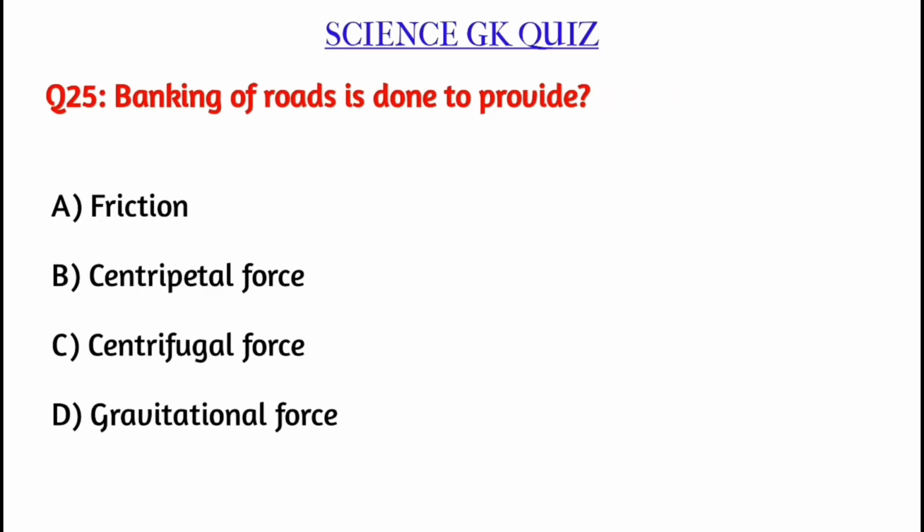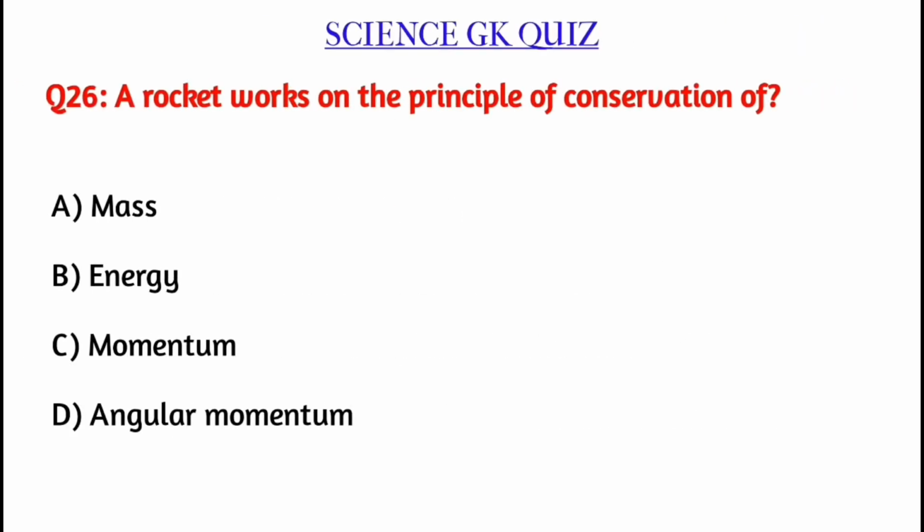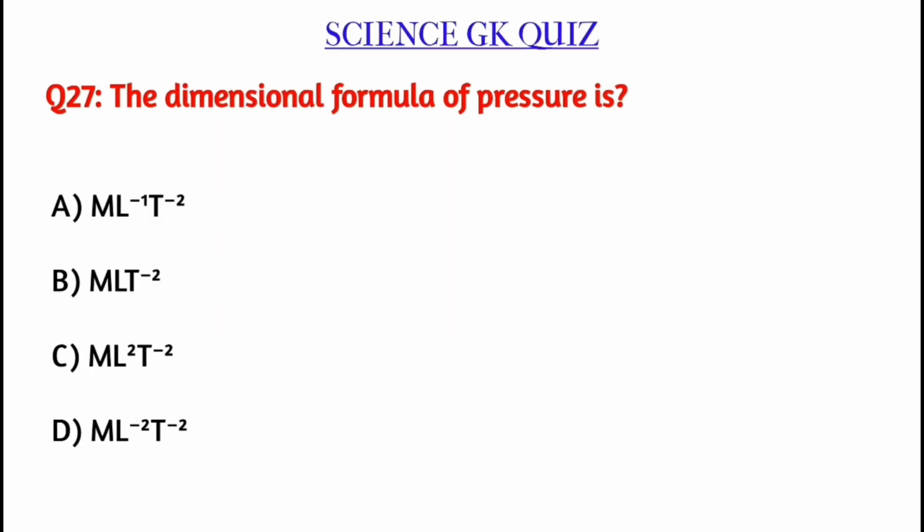Question number 25. Banking of roads is done to provide... answer B, centripetal force. Question number 26. A rocket works on the principle of conservation of... answer C, momentum. Question number 27. The dimensional formula of pressure is... answer A, M L to the power minus 1 T to the power minus 2.